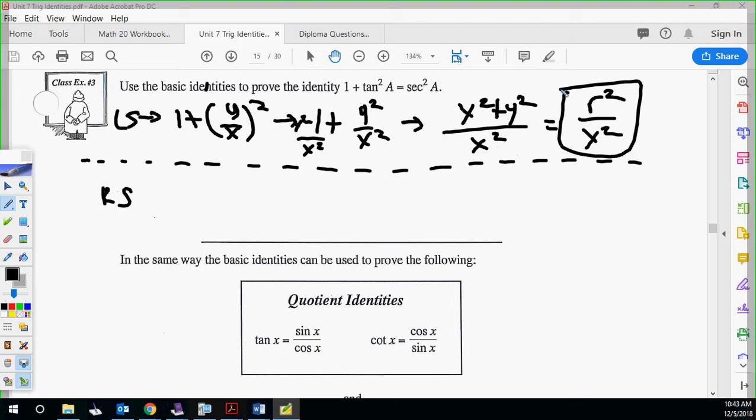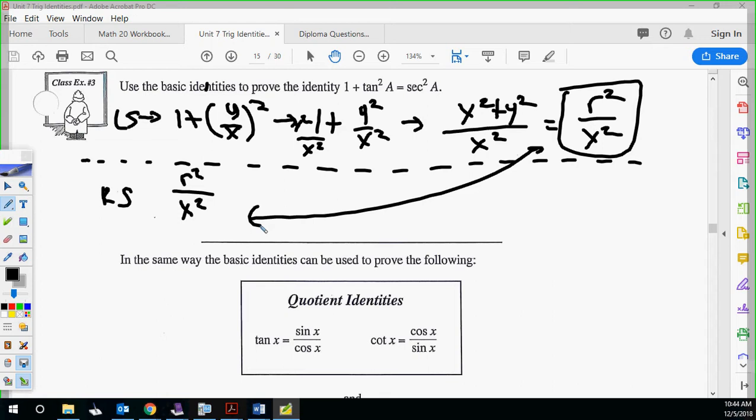Okay, so now let's look at the right side. What can we do with secant squared? So secant squared is cos flipped. So it's going to be r squared over x squared. Oh, well, that was fun. Got it. Okay. Secant squared is r over x squared.